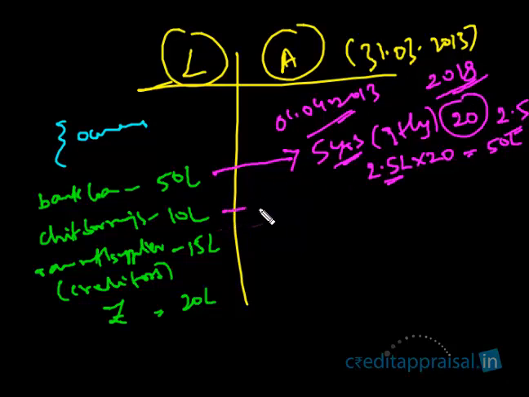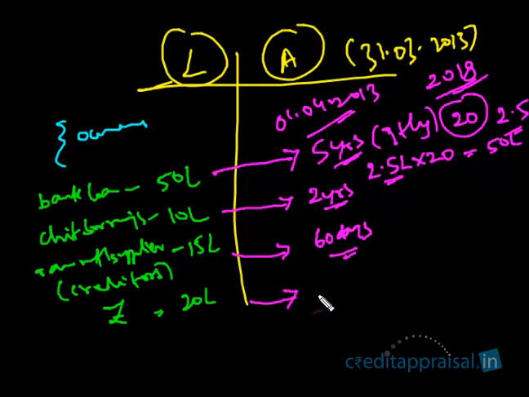The chit fund borrowing, let us assume that the chit fund has a stipulated repayment of, say, 2 years. Let us say the raw material supplier we have to pay within 60 days. This is the credit period which the raw material supplier has given us. And Z, an individual, has given a repayment period of, say, 9 months. So this being the scenario, we have defined the classification.